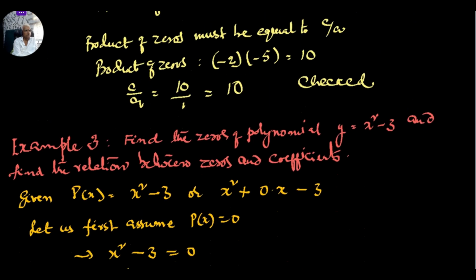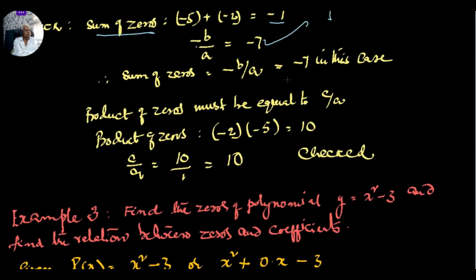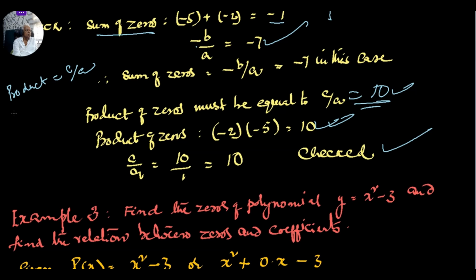Similarly, the product of zeros must be equal to c by a. What is c there? That depends upon the polynomial. c is 10, and a is 1, so c by a is 10. Now, the product of zeros: minus 2 times minus 7 is 10. This is 10, this is 10. So c by a is 10. Check. That means the product of zeros is c by a, and the sum of zeros is minus b by a, as we got. These two are settled and found to be correct.